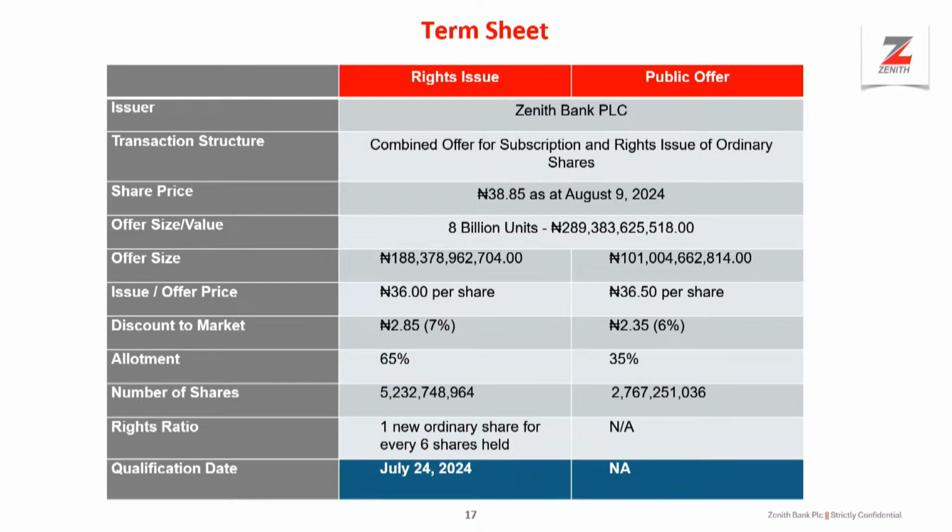We are offering approximately 5.23 billion units of shares of 50 kobo each at 36 naira per share to our existing shareholders through a rights issue of 1 new share for every 6 held. We are also offering 2.77 billion ordinary shares of 50 kobo each at 36 naira 50 kobo per share to the public through a public offering. We are very conscious of not diluting our existing shareholding structure, which is why we are offering 65% to our existing shareholders and 35% to the public, making it a total of 8 billion shares we are issuing in the offer. We are very confident that after the ongoing recapitalization process, the bank will experience exponential growth and shareholders will get better returns for their investments.